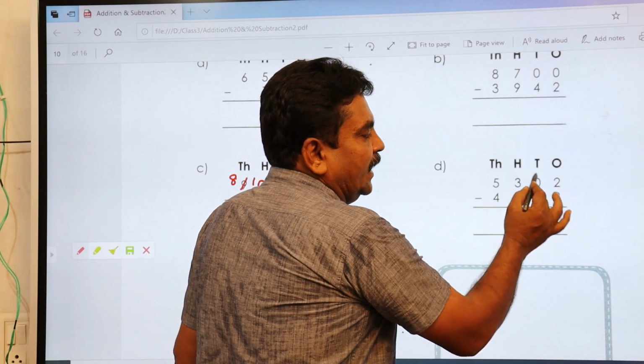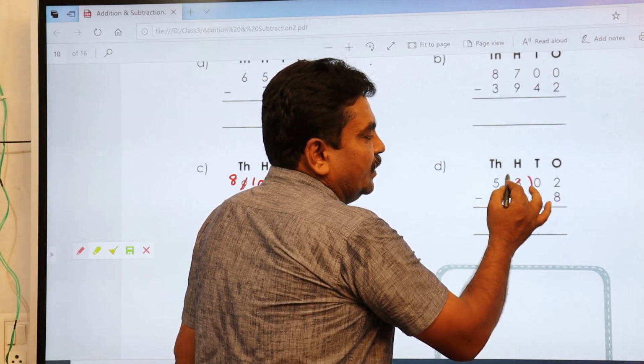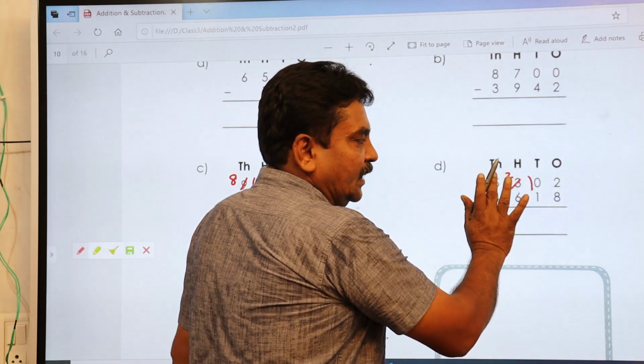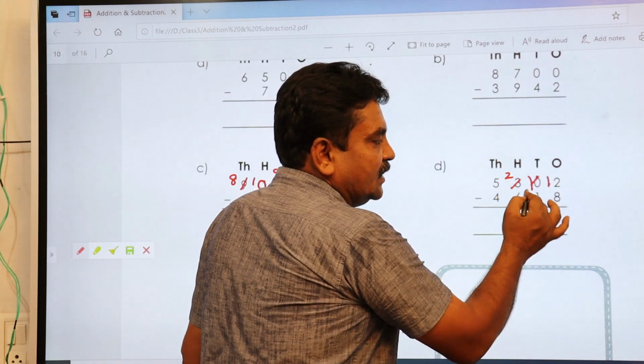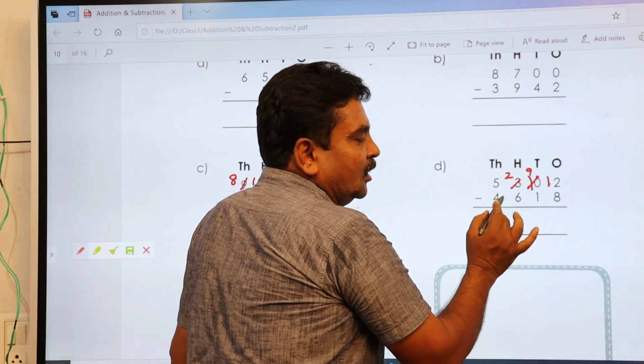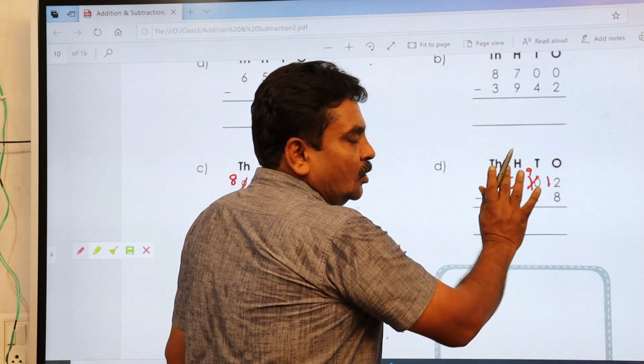From 3 you carry 1 to here. This 3 becomes 2. Leave it as it is. From 10 you carry here. It becomes 12. This 10 becomes 9. New number is 9. New number is 2. Keep it as it is.